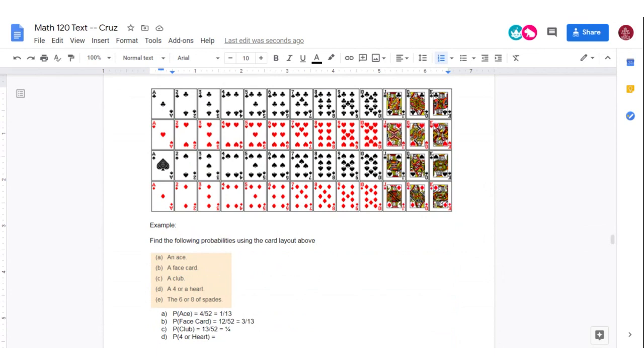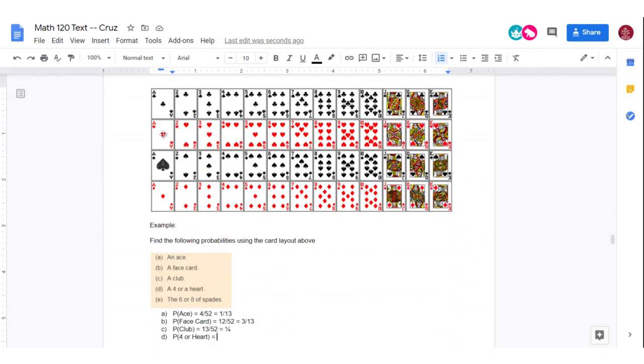I'm sorry, there are 4 fours. That's what I should have said. There are 4 fours: 1, 2, 3, 4. Now, just like there were for clubs, there are 13 hearts. So how many total are either a club, or a heart, or a 4?